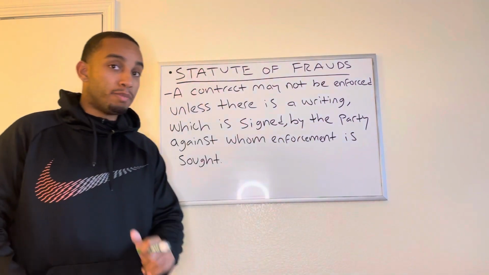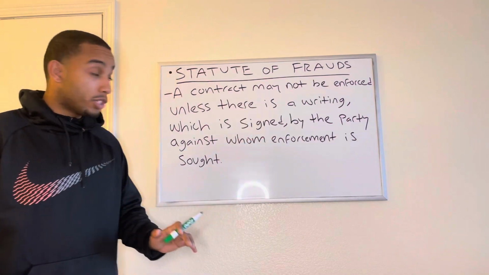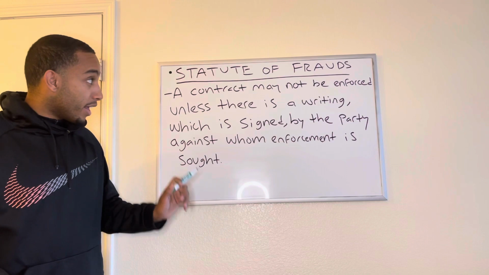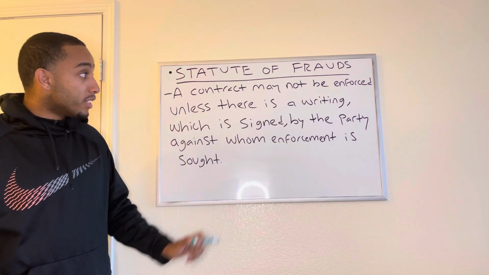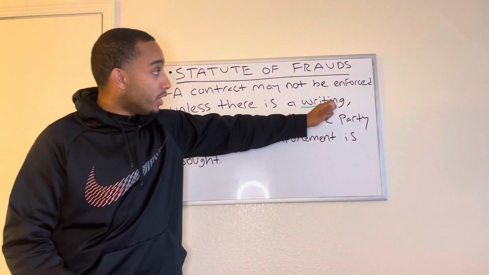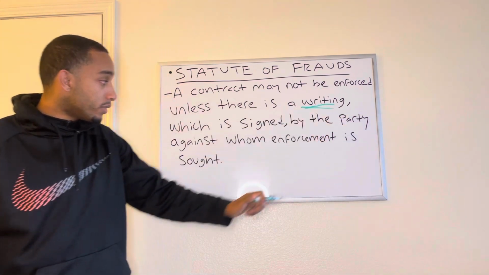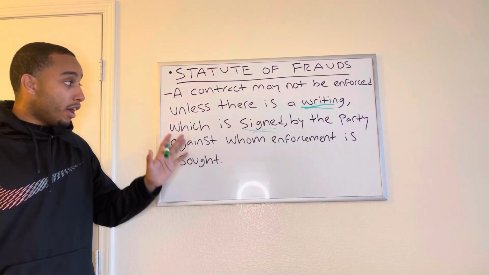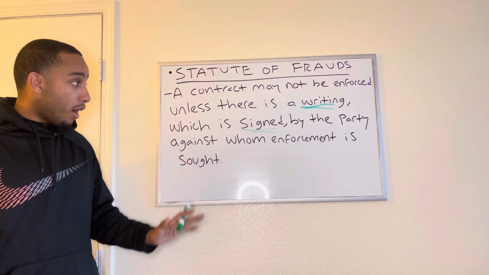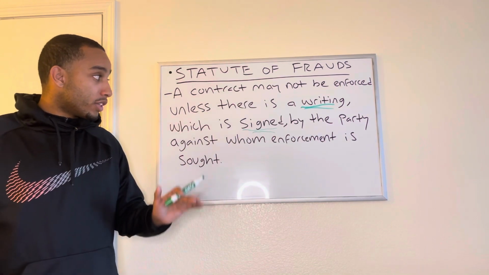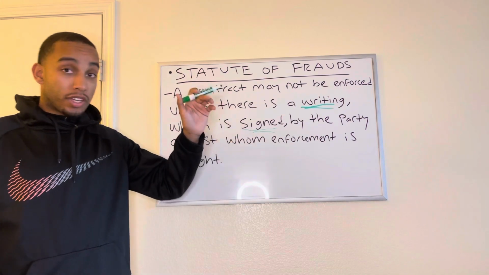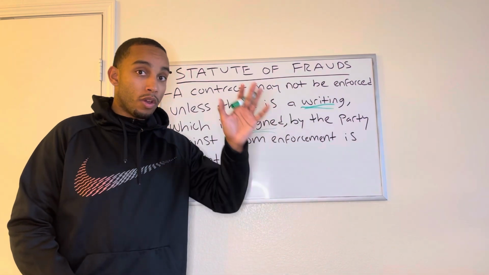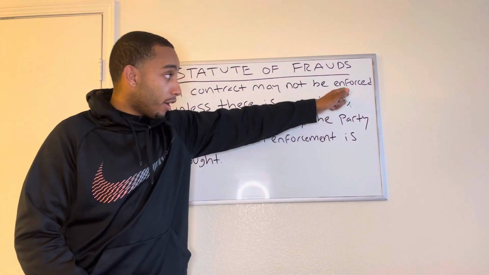The statute of frauds, by definition, I wrote it down on the board. So I'm going to move out of the way so you can see the definition word for word: a contract may not be enforced unless there is a writing which is signed by the party against whom enforcement is sought. So the key thing here is that there's a contract, as I said, an enforceable contract with an offer, acceptance, and consideration, and there's a writing.